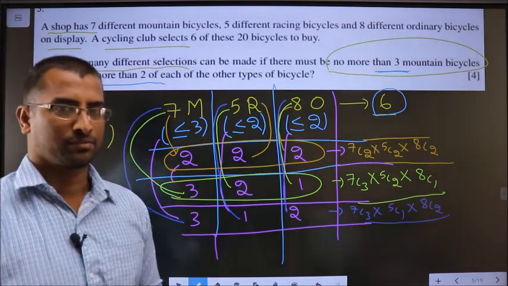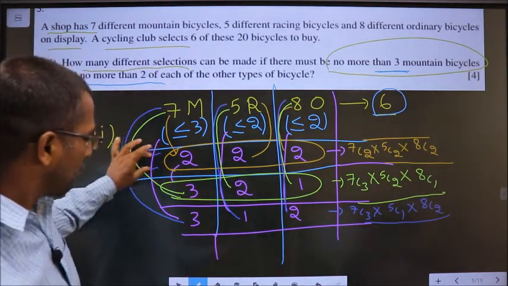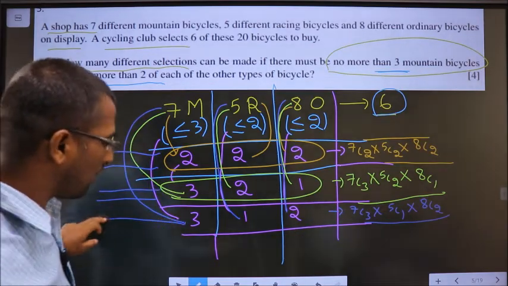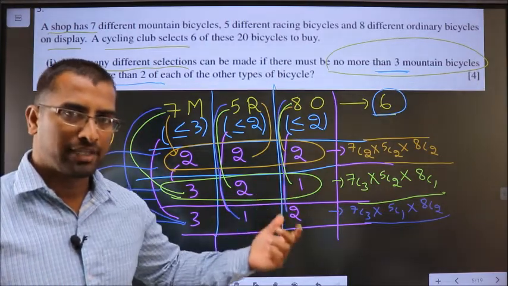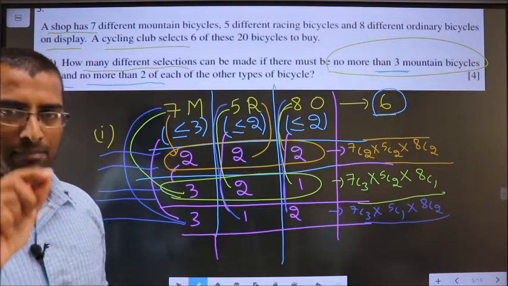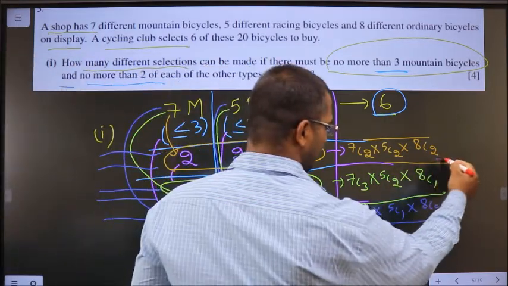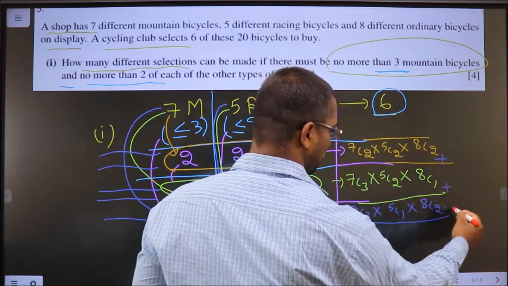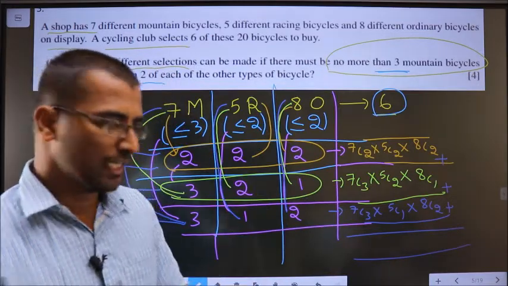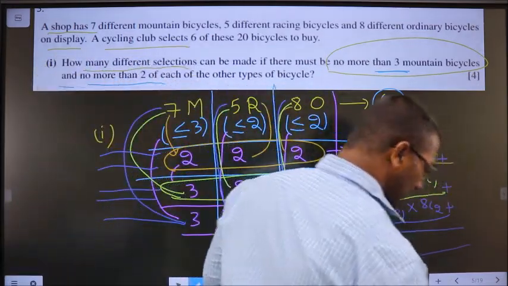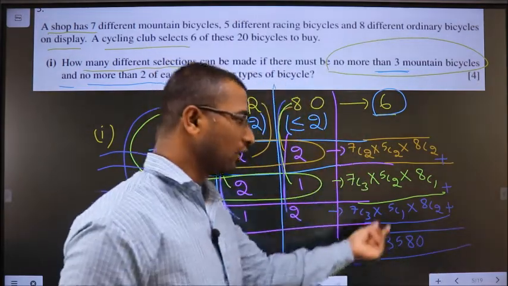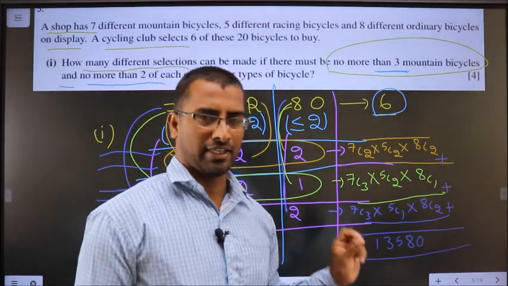Clear? Now see. It is either this option or this option or this option. You have 'or' between them. Whenever you come across 'or' in statistics, you need to replace it by plus. So this answer plus this answer plus this answer will be your final answer, and that you get to be 13580. After adding all the 3, you should get this. This is your final answer.